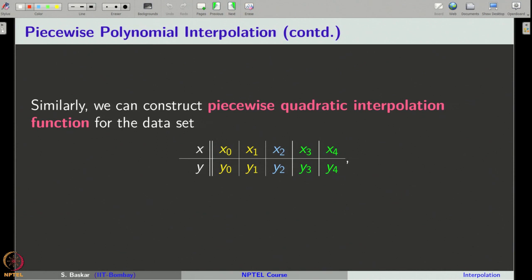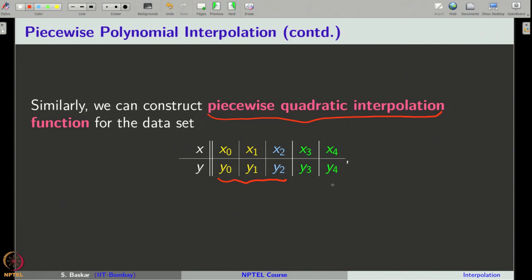In fact, you can extend this idea of constructing piecewise linear interpolating polynomial to piecewise quadratic interpolating polynomial, cubic interpolating polynomial, and so on. You can also extend the idea of proving the convergence theorem for these cases. I will just remark that if you are going for a quadratic polynomial interpolation, then you need at least 3 points, right, in order to construct a quadratic polynomial. Why? Because to construct a quadratic interpolating polynomial, you need 3 points, right?